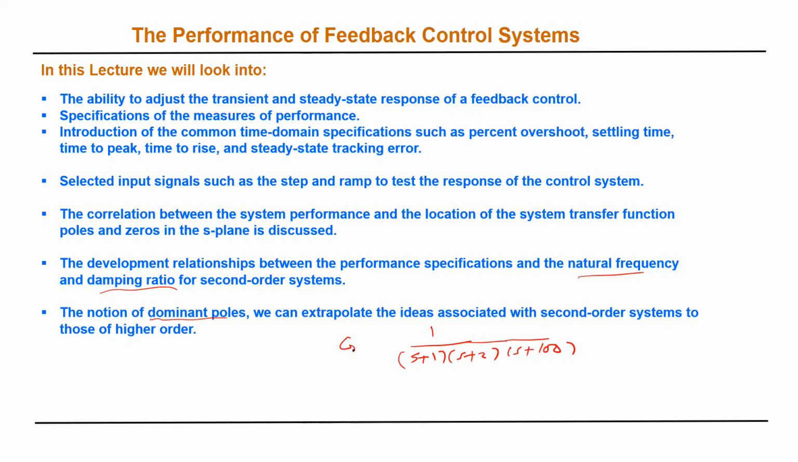Okay, suppose G of S equals this one. If I want the impulse response, how do I get it? I will write this as A over S plus 1 plus B over S plus 2 plus C over S plus 100. That's basically the partial fraction. Now tell me what G of T will look like.